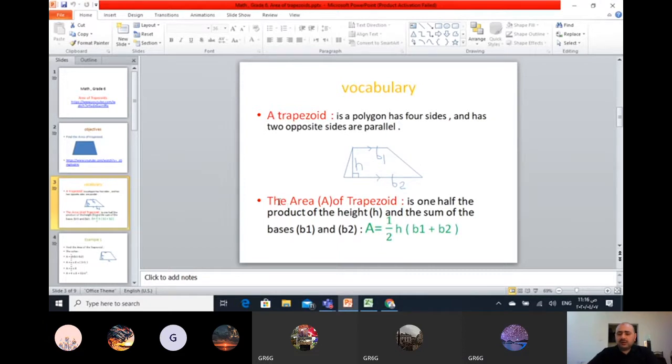Now, how to solve the area of the trapezoid? The name of area will be A, the symbol A, capital letter. So the area is 1/2 the product of the height H and the sum of the bases B1 and B2. So I can write the formula now. The area A equals 1/2 multiplied by the height, multiplied by parentheses base 1 plus base 2. This is the formula.